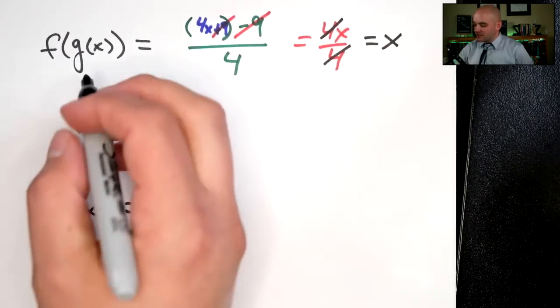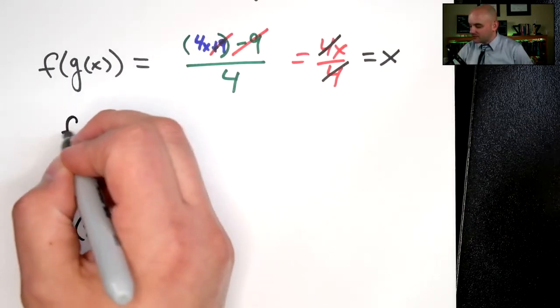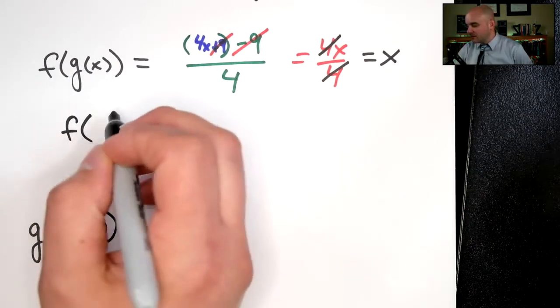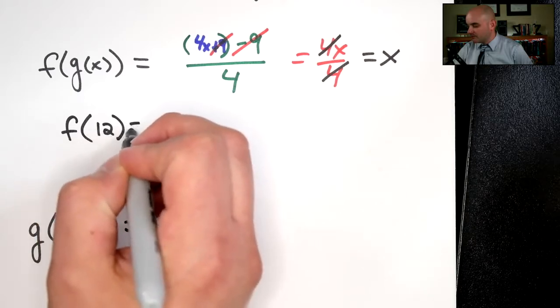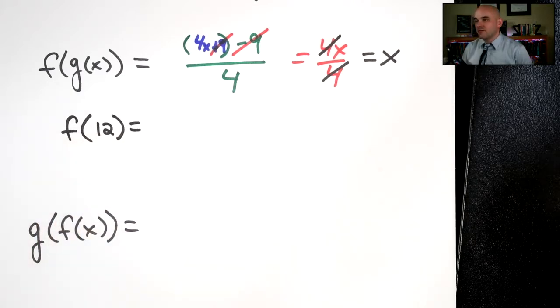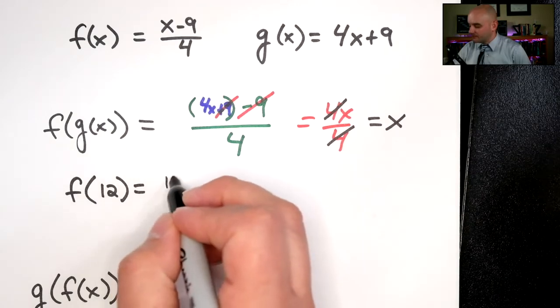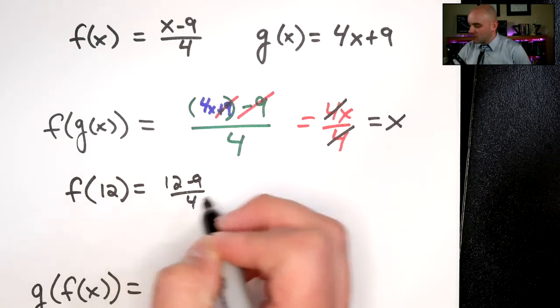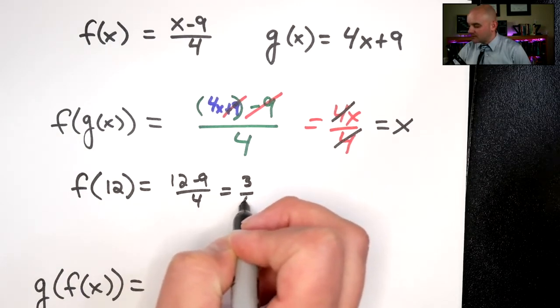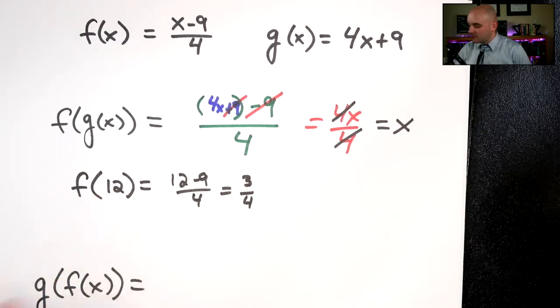For instance, let's find the f of, say, 12. What happens when you put in the f of 12? Well, go back up to this. It's 12 minus 9 over 4, which gives me 3/4. So the f of 12 equals 3/4.